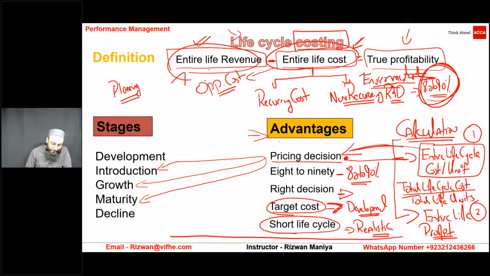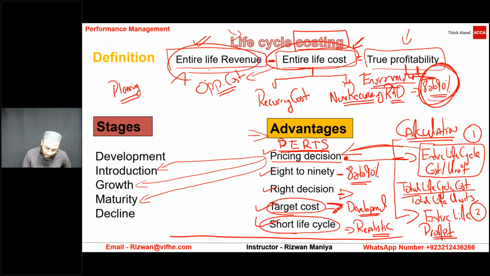Now a small gift for you to make it easy for you to learn. I'm telling you a small mnemonic here to learn the advantages as a shortcut. That is PERTS, where P is for price, E is for 80 to 90%, R is for right decisions, T is for target cost, and S is for short life cycle. So guys, did you like the mnemonic? What is the mnemonic? Advantages of life cycle costing. Can you tell me quickly, guys? It's PERTS. Come on, write it down. P for price, E for 80 to 90%, R for right decisions, T for target cost, and S for short life cycle. So very easy to remember, right?